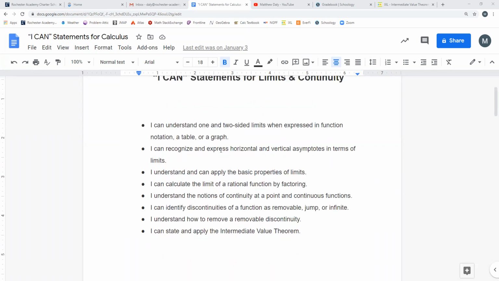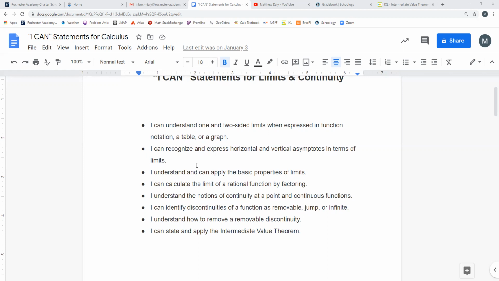I can recognize and express horizontal and vertical asymptotes in terms of limits. So remember, asymptotes are horizontal or vertical lines that the function approaches when either the input or output is approaching infinity or negative infinity. And so we looked at the vertical asymptotes. We did an IXL that was really focused on that.